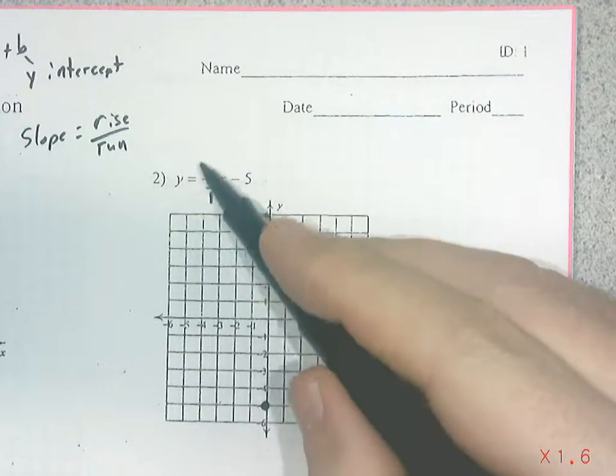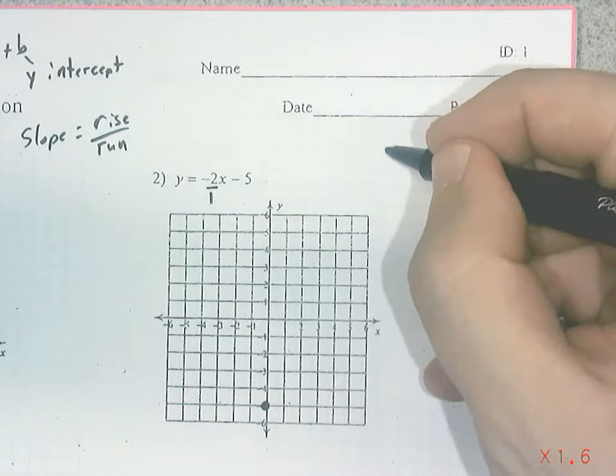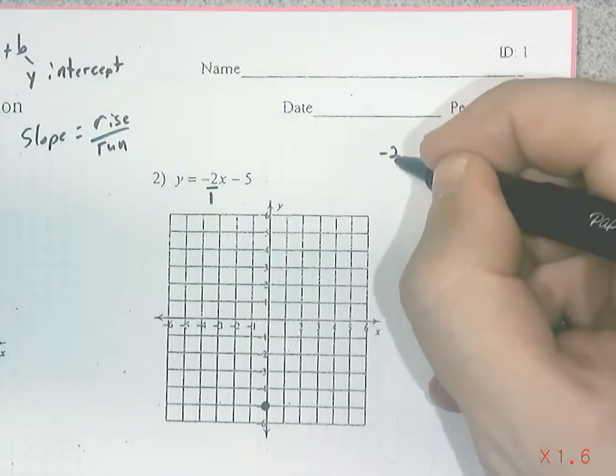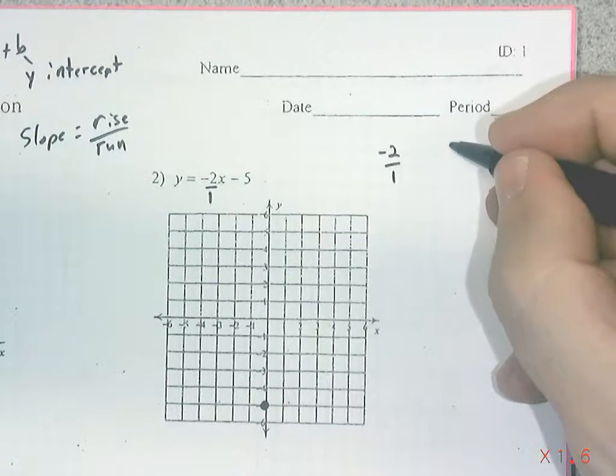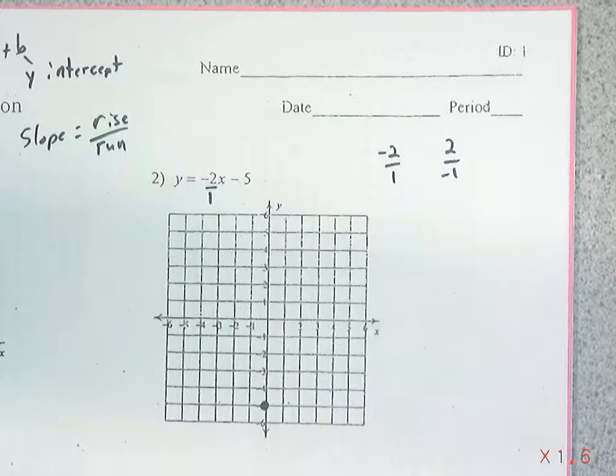But since it's at a negative number, I need that to be a different sign. So for negative fractions or negative slopes, only one number can be negative. I could write that as -2/1, or I could write that as 2 over -1. But if they were both negative, it would become positive. And that's going to make sense, again, when we talk about how we graph this.